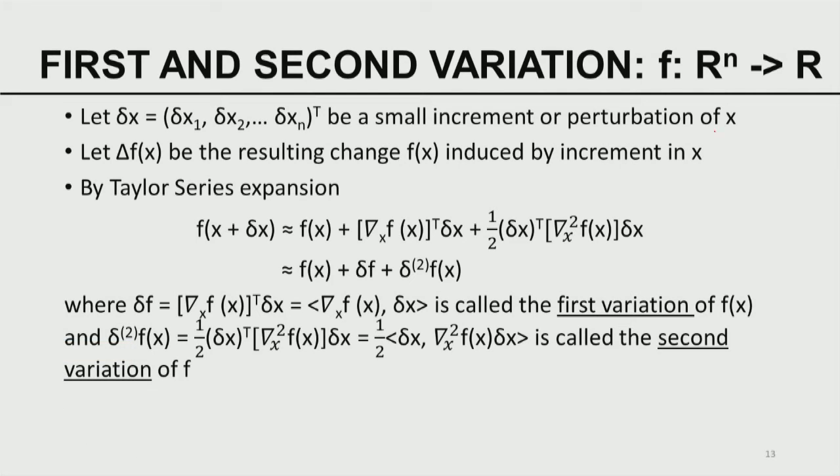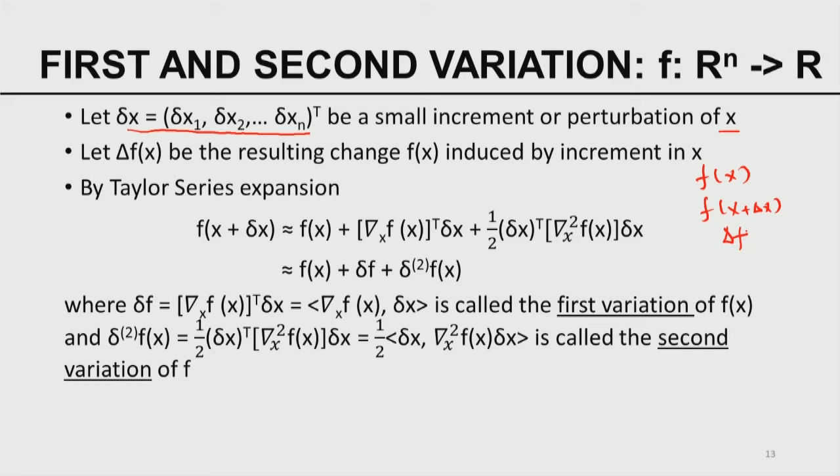So let x be a vector, let delta x be another small vector with small components. We call this a perturbation vector or a small increment. So x, x plus delta x, f of x plus delta x. When x changes, the value of f also changes. So change in x induces a change in f. The change in f is called delta f.